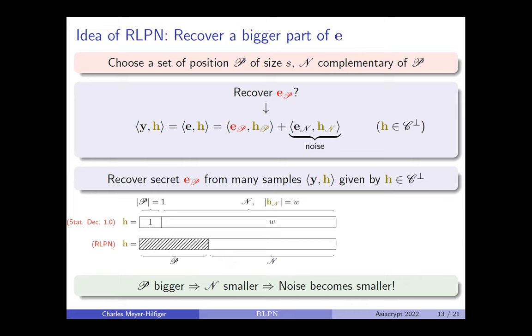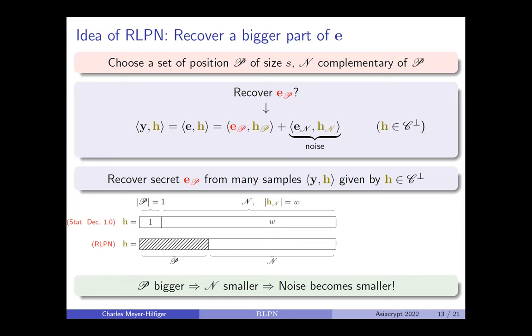Perfect. So I can split this dot product E dot product H between EP dot product HP plus HN dot product EN. So this will be biased towards zero, and we will call it a noise term, okay? And what you will want to try to do is to recover EP from many samples Y dot product H, where the samples are given by the parity checks.